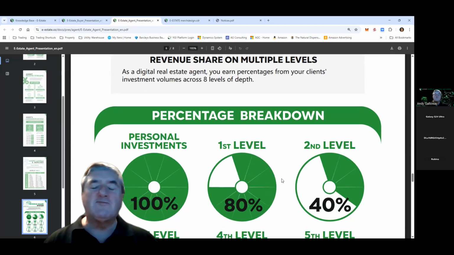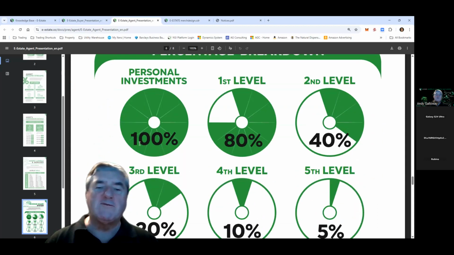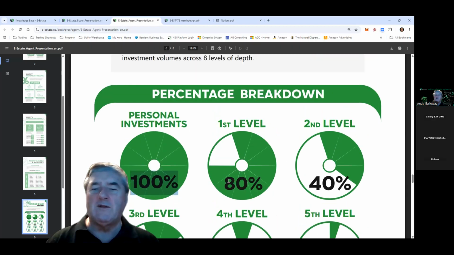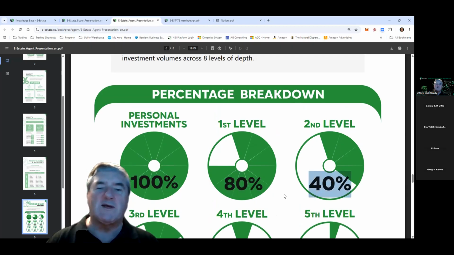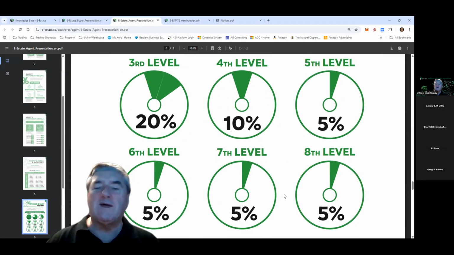So the percentage breakdown for the revenue share: your personal investments, you receive 100%. Okay. And then on level one, first level down, you receive 80%, second level 40%, and so on. So that's the percentage breakdowns of your investment volumes, and that goes down 8 levels.